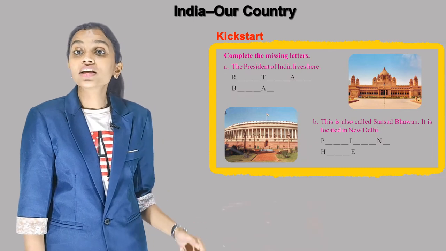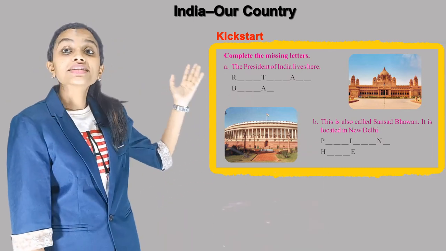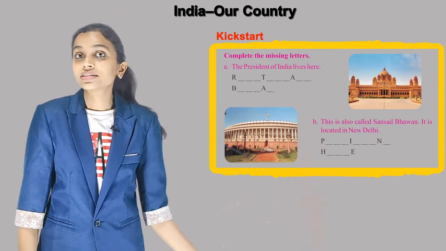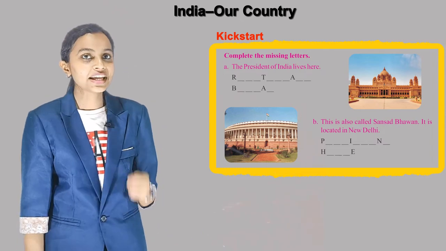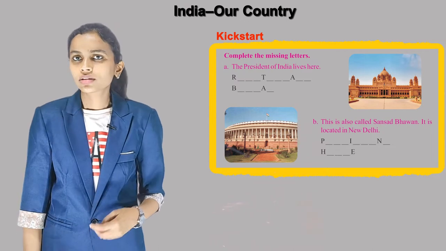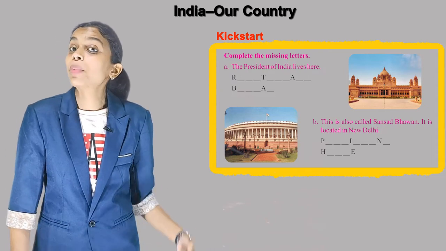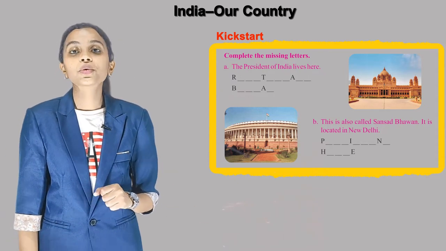The next is, this is also called the Sansad Bhavan. It is located in New Delhi. That starts with P and ends with E. So think of it, what it is. Yes, that is Parliament House. Okay.